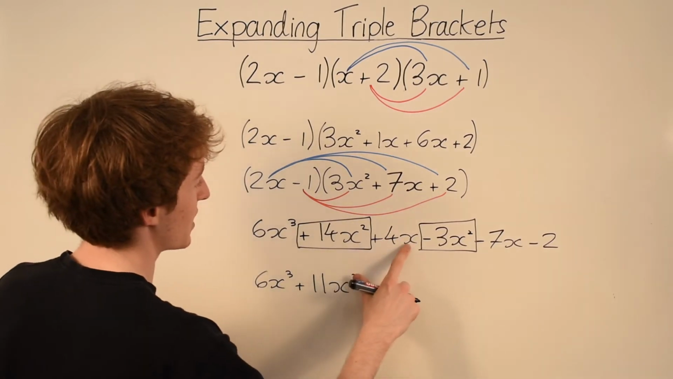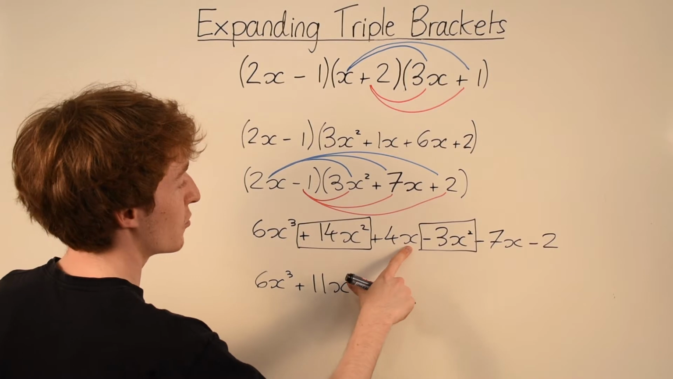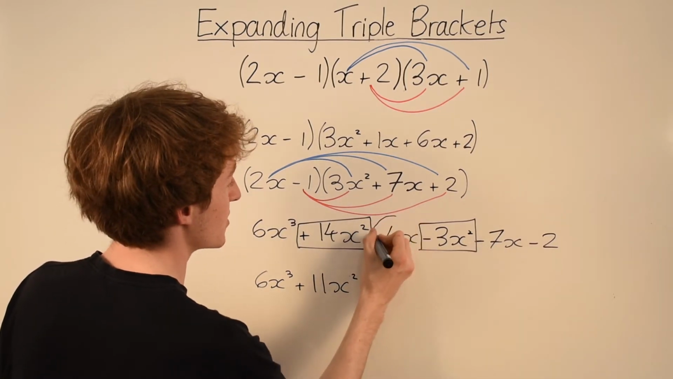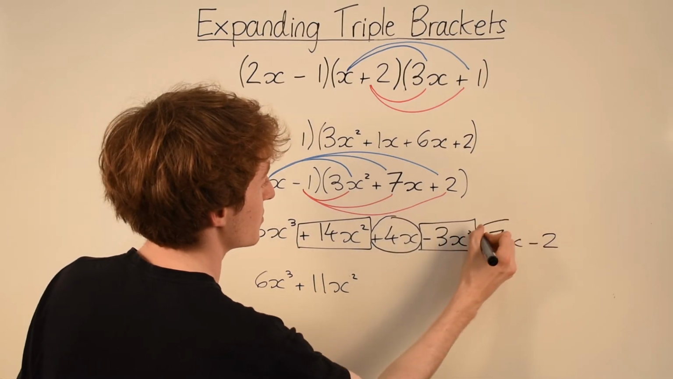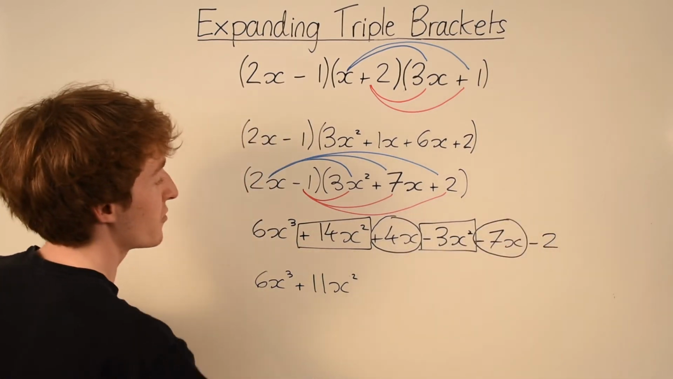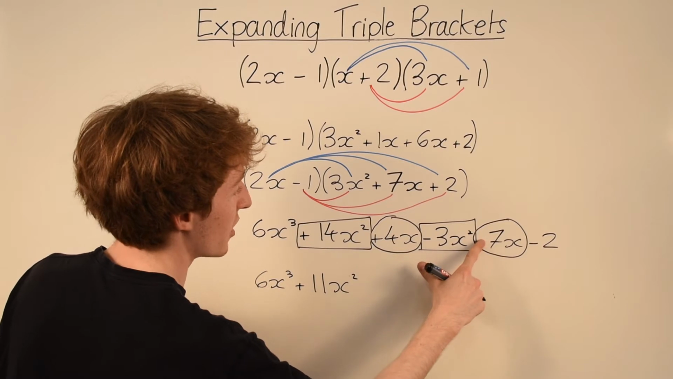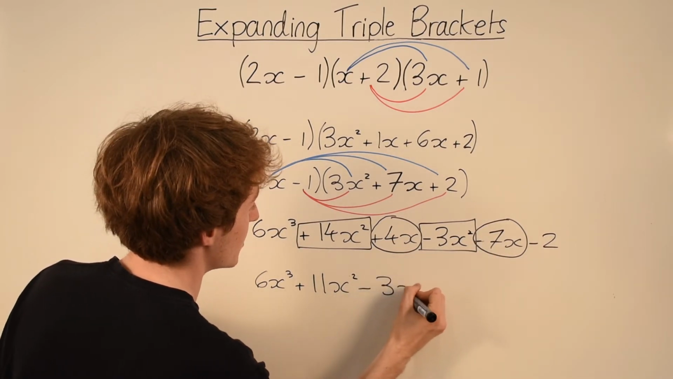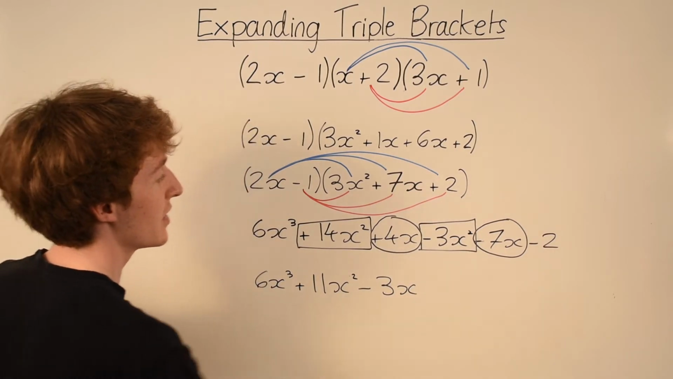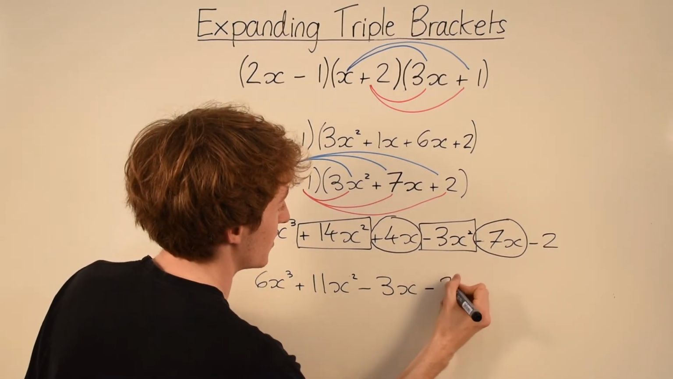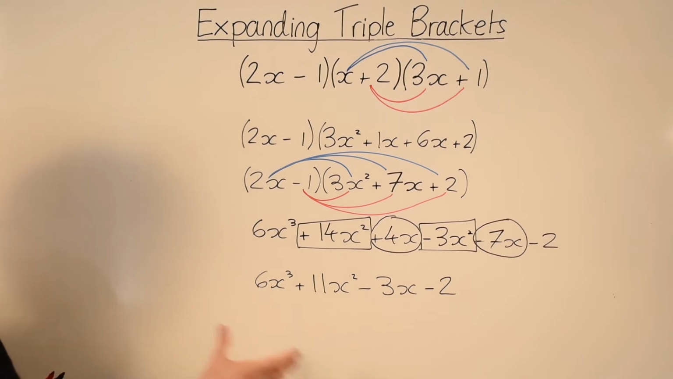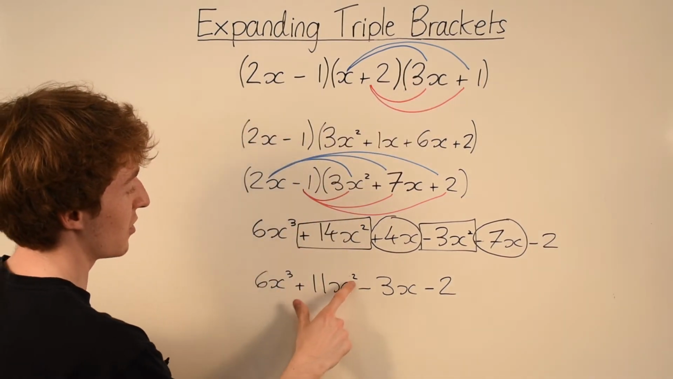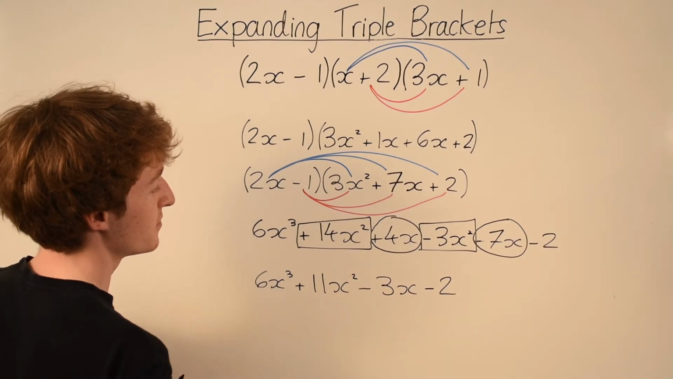Okay, let's move on to our next term, which is plus 4x. We've actually got another x term here, which is minus 7x. So that means that these two terms are like terms. So if we've got 4x and then we do minus 7x, that's going to give us minus 3x. And then finally we've got the minus 2 left over at the end. And that completes our expanding triple brackets to get 6x cubed plus 11x squared minus 3x minus 2.